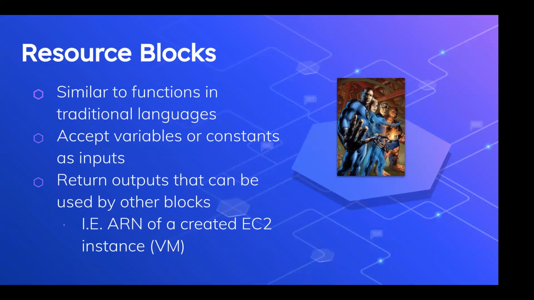So suppose we want to create a virtual machine on EC2, and we want to have the ARN for that available to something else. The ARN, by the way, if you're not familiar with AWS, is the unique identifier for an AWS resource, kind of like the universally unique ID for it. So we could have that passed to something else if we wanted to. So that's a resource block. We saw one of those in the example before.